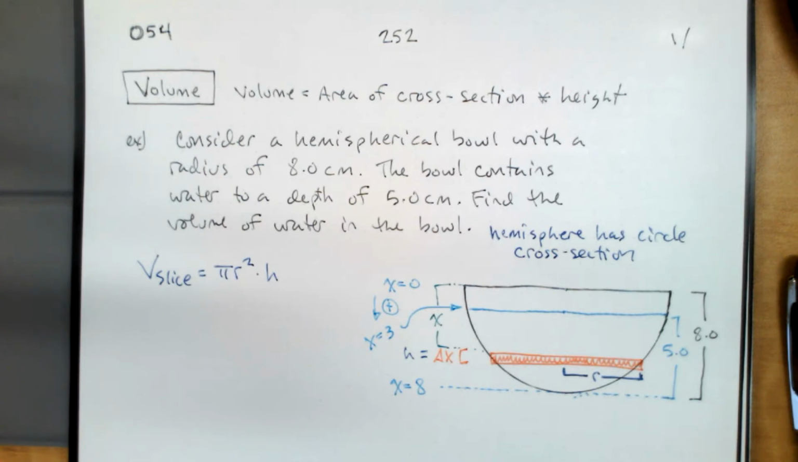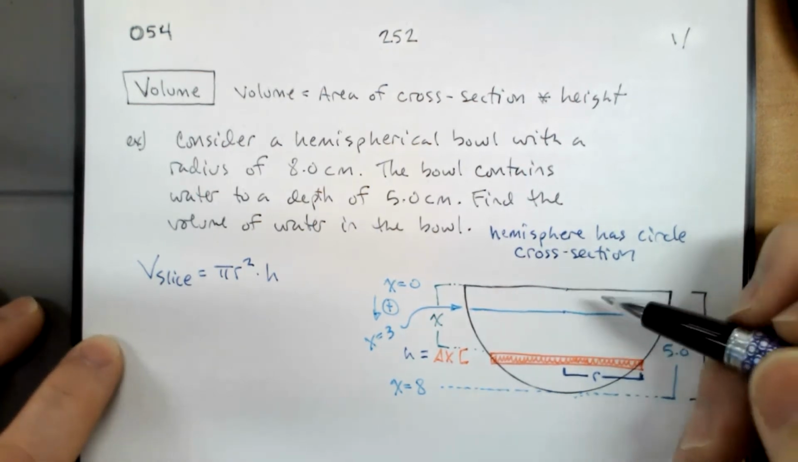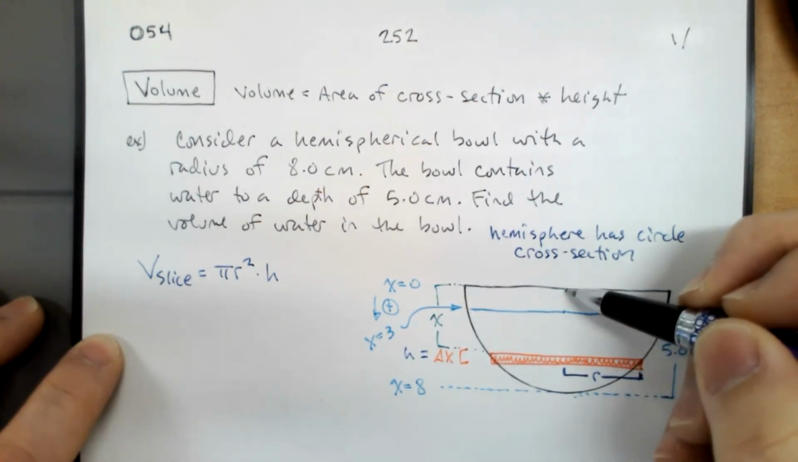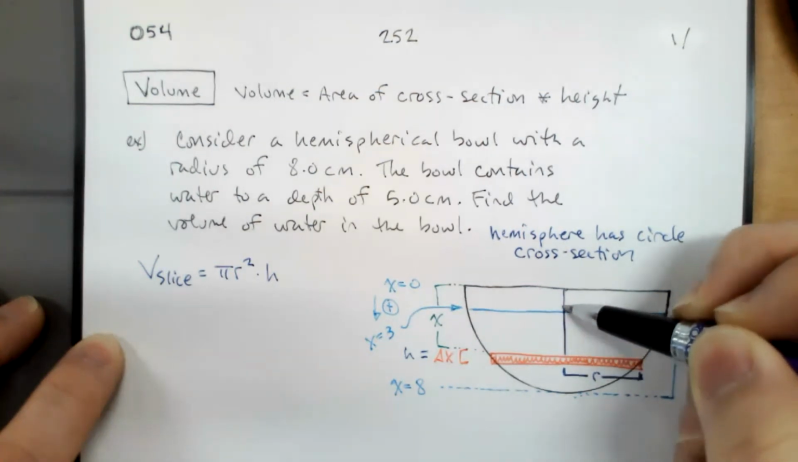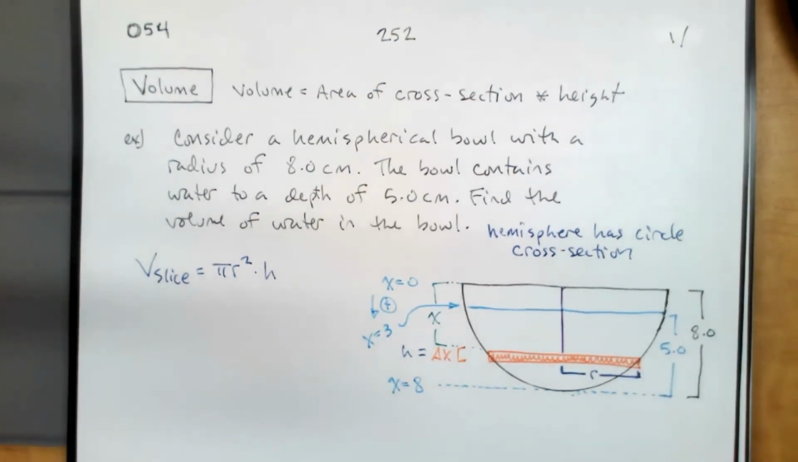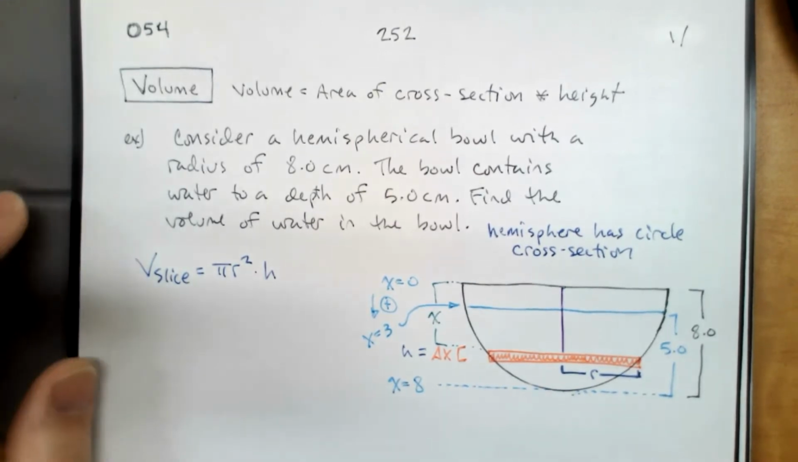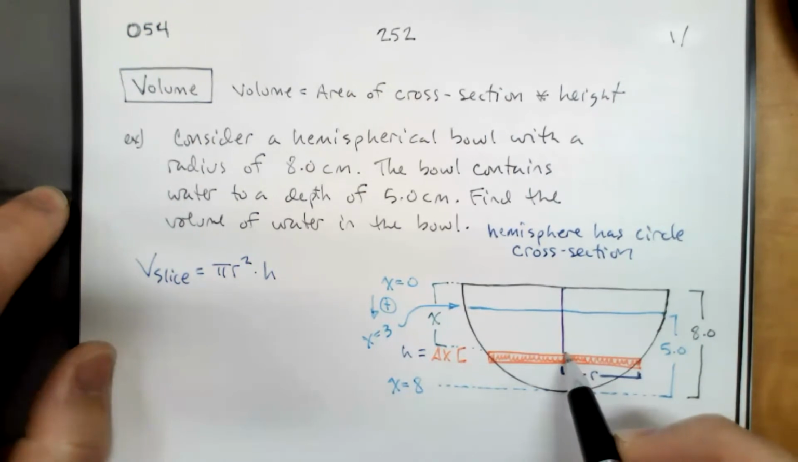Now I just need to get a relationship between that radius of that slice and this value x. And to do that, we're going to do the same thing we did before. We're going to make a right triangle from the center of the bowl, not the water. I've got to have a constant hypotenuse. And I only get a constant hypotenuse if I measure from the top of the center of the bowl.